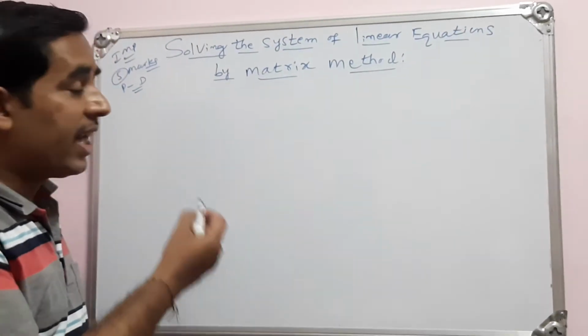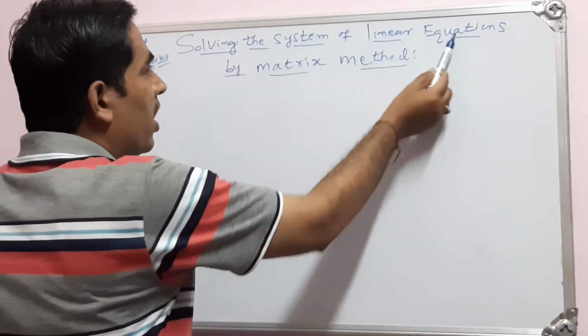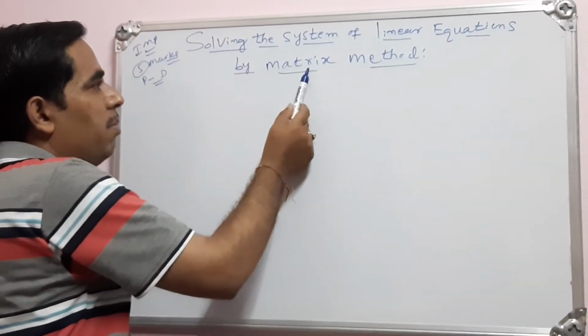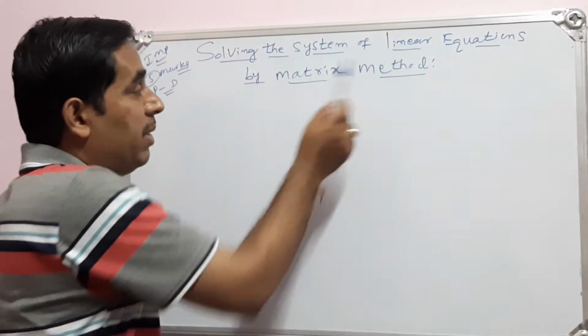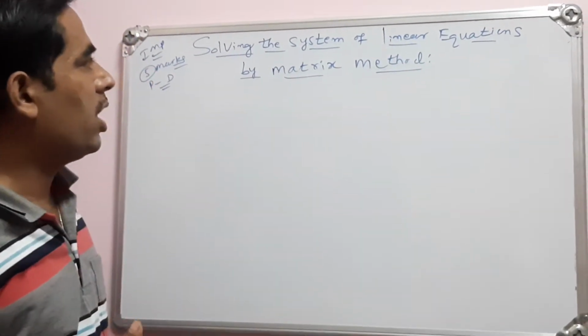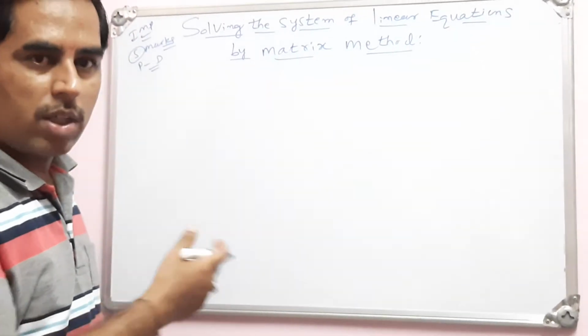What is the heading I have written? Let's concentrate on the heading here: solving the system of linear equations by matrix method. So the name of this method is matrix method. What is the use of matrix method? What are the concepts we are going to take here?